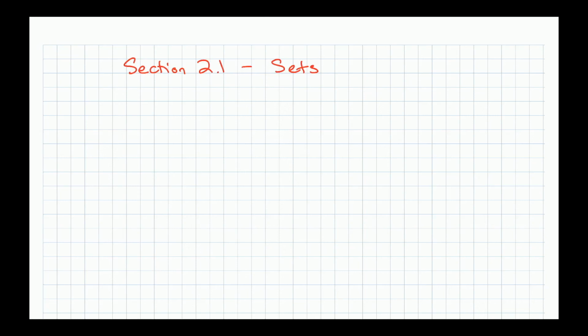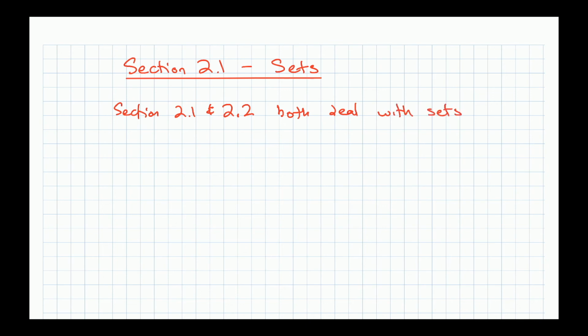All right, everybody. So what we're going to be looking at today is section 2.1 in the book, which is sets. So just a couple of notes before we get started here. Sections 2.1 and 2.2 both deal with sets. And those are the only two sections from chapter 2 that we're going to deal with right now. There's another section later on that we're going to come back to probably.